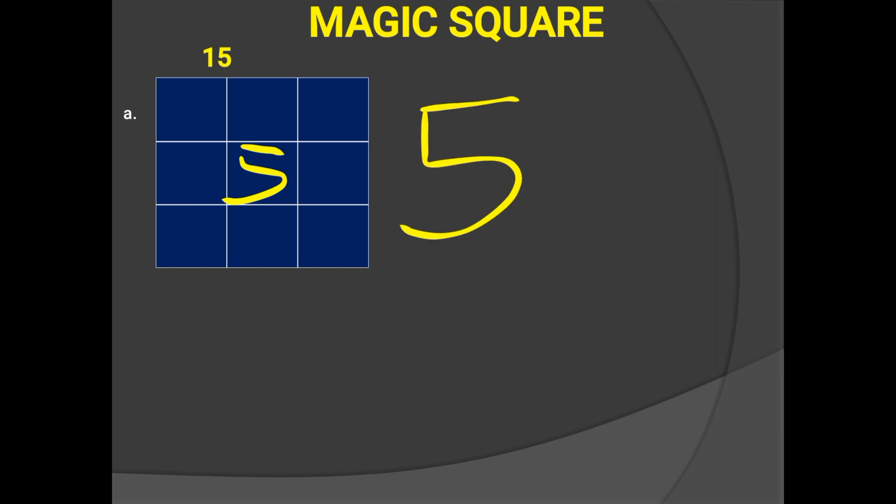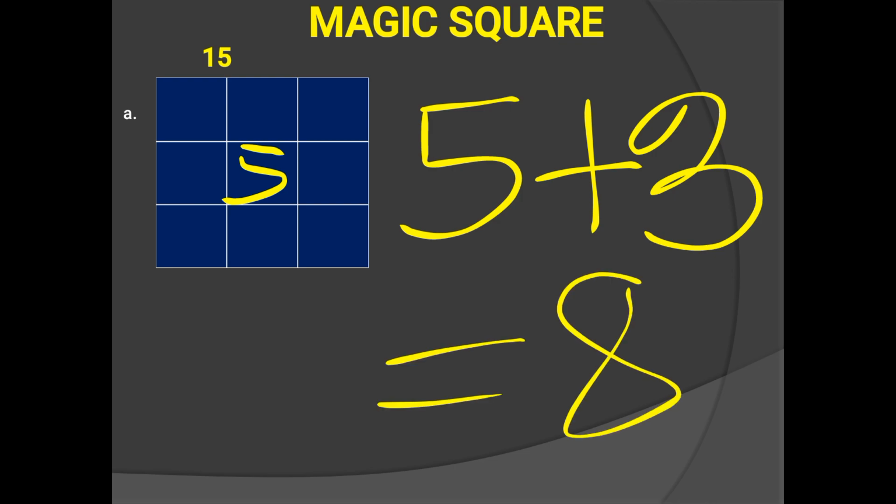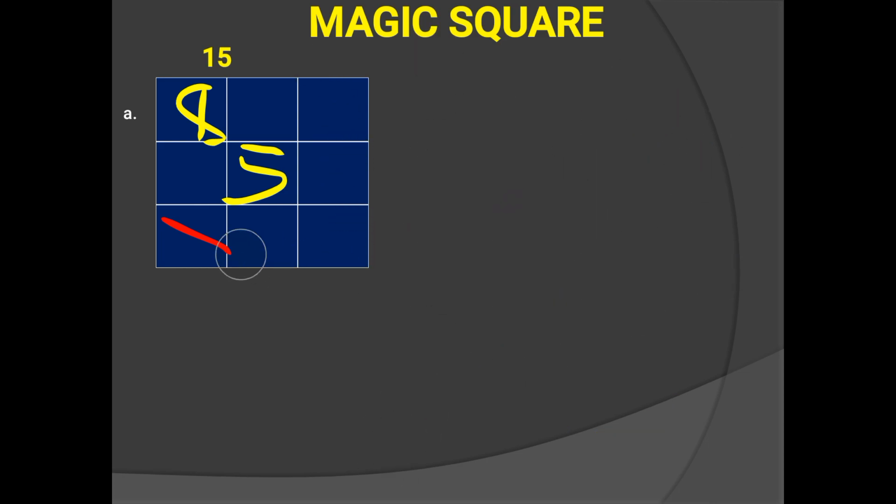After getting the middle number, which is going to do the magic for us, add 3 to the middle number. If I add 3 to the middle number, I get what? 8. Write 8 in any of the diagonal parts. You could have written it here, there is nothing wrong. Any place will still work. But I prefer you write it up there first.